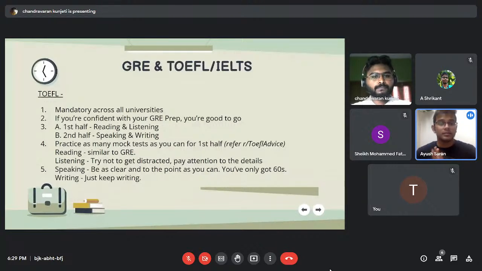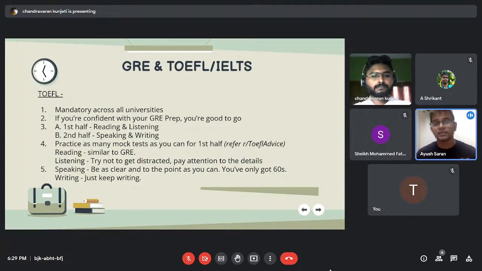So I'll keep this short. TOEFL is very, very similar to GRE in terms of how to prepare for it. This is the only thing that's mandatory across all universities. You need about 92 out of 120. I think that's what most universities recommend as a basic minimum score to pass this particular exam.